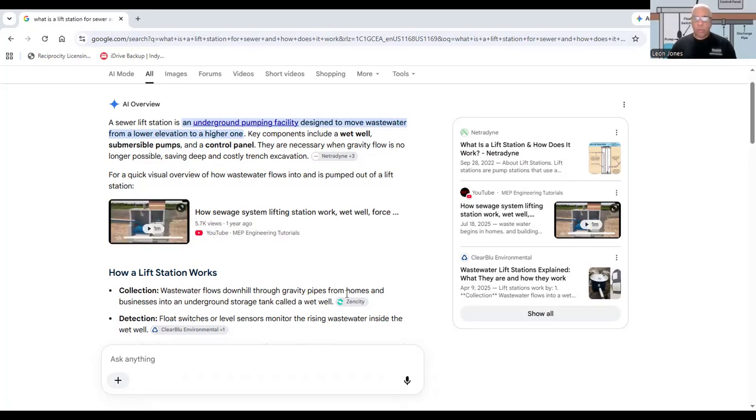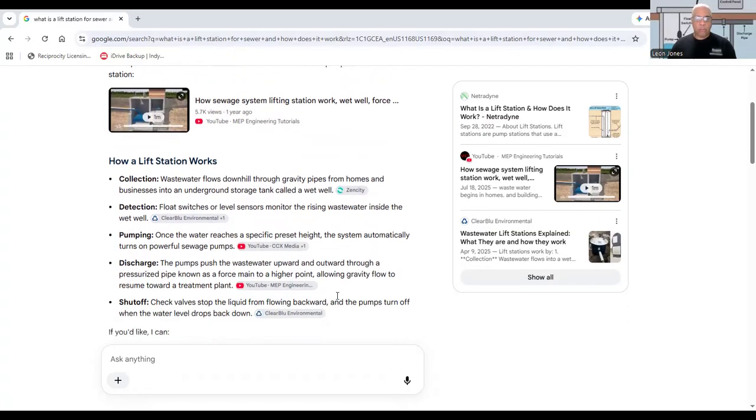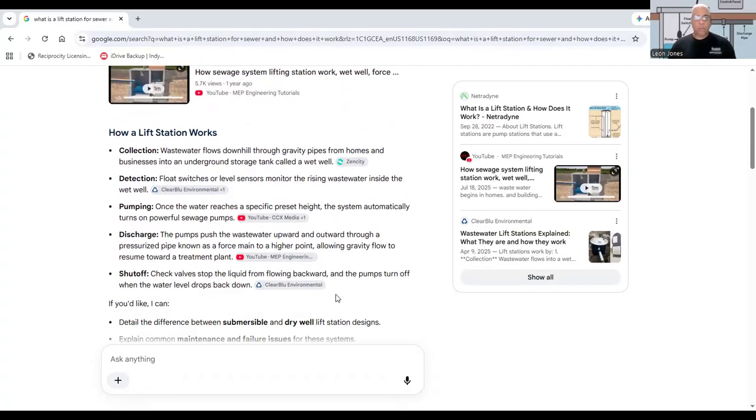Now, how does the lift station actually work? Well, number one, you talk about collection. Wastewater flows downhill through gravity pipes from homes and businesses into an underground storage tank called a wet well. Detection. Flow switches on level sensors monitor the rising water inside the wet well. And once the water reaches a specific preset height, the system automatically turns on powerful sewage pumps.